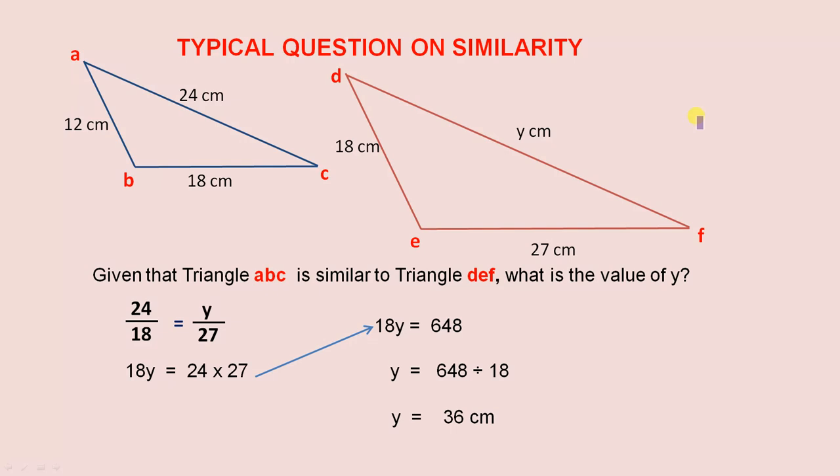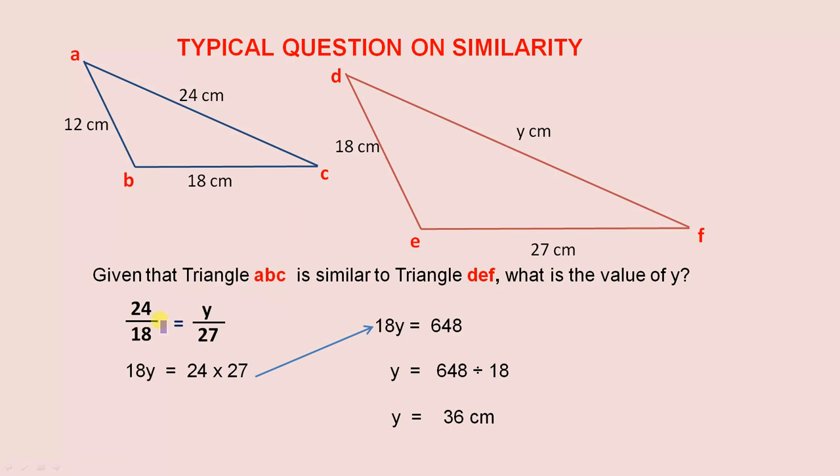Let's look at a very typical question on similarity involving two triangles. We are given that triangle ABC is similar to triangle DEF. So that is actually a given. In that case, what is the value of y? I've drawn the two triangles so they are in the same orientation, so it's easy to marry up the corresponding sides. That's quite easy. Just to easily explain how this process works.